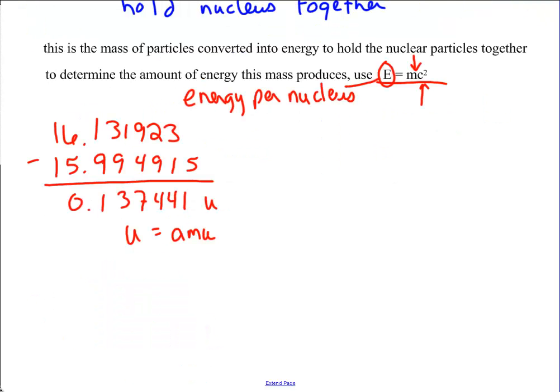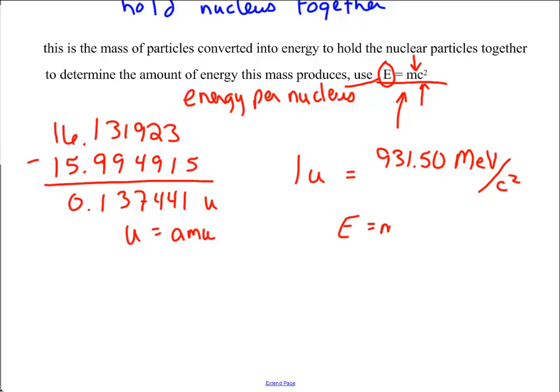Now I've got the mass, but for this energy equation, I have to have my mass in more usable units. So I have to convert my mass in atomic mass units to kilograms. So I can do that, or we started working with electron volts in our last unit. We're going to continue to work with them. And the conversion here is 1 atomic mass unit is equal to 931.5 mega electron volts, or MeV, per c squared. So I've just taken the equation E equals m times c squared, solved for mass. So I have energy over c squared equals mass, and that's essentially what I've got here.